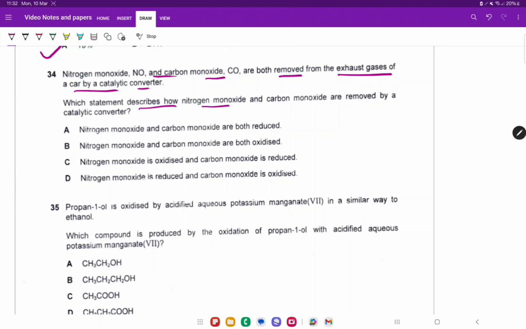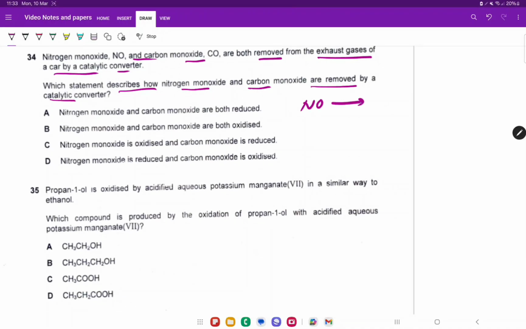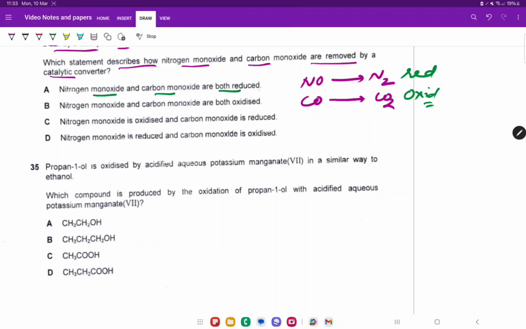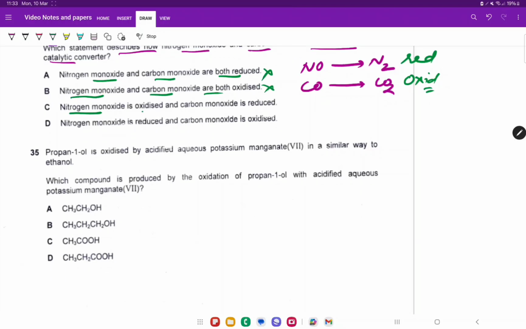Nitrogen monoxide and carbon monoxide are both removed from exhaust gases by a catalytic converter. This statement describes how nitrogen monoxide and carbon monoxide are removed. Now, nitrogen monoxide is converted to nitrogen and carbon monoxide is converted to carbon dioxide. In case number 1, oxygen is removed, that is reduction is taking place. In case number 2, oxidation is taking place. Okay. Now, nitrogen monoxide and carbon monoxide are both reduced? No. Both are oxidized? No. Nitrogen monoxide is oxidized and carbon monoxide is reduced? No. Nitrogen monoxide is reduced and carbon monoxide is oxidized. This is the correct answer.